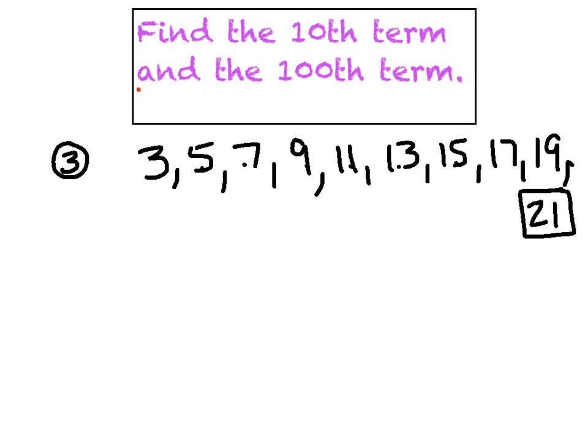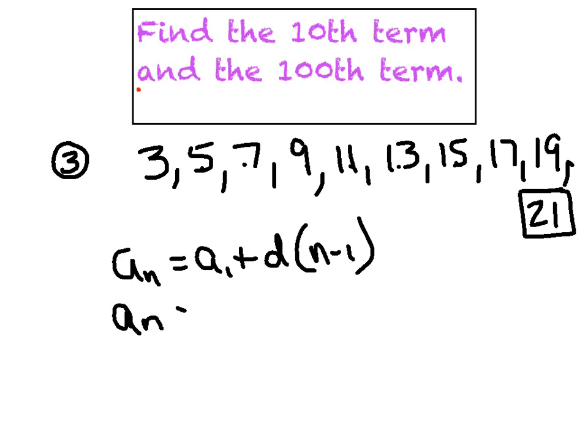Now, as far as the 100th term goes, you got 2 choices. You could use the same technique I just used and keep adding 2 over and over and over again until you get to the 100th term, or you could write the rule for the nth term. And we could, just to refresh your memory, our new formula looks like this, and then we could simply substitute. Here's the first term. The common difference was 2. And then what we could do is simply substitute a 100 in for n.